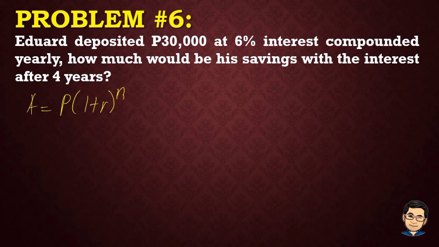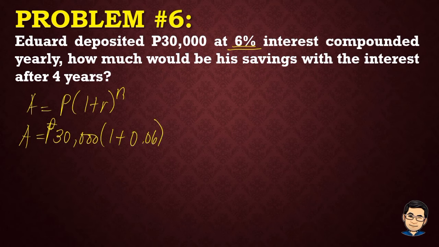Okay? So, what is A? Ito po yung total amount. And then P, ito po yung principal amount, which is 30,000. And then yung R, yung interest rate. So, yung A po ang hinahanap natin dito. And then P, that is 30,000 pesos. And then, times the quantity 1 plus, so 6% will be converted to decimal, that is 0.06. And then N, so that is 4 years. So yung N po natin dito is yung time. Okay, so raised to 4.